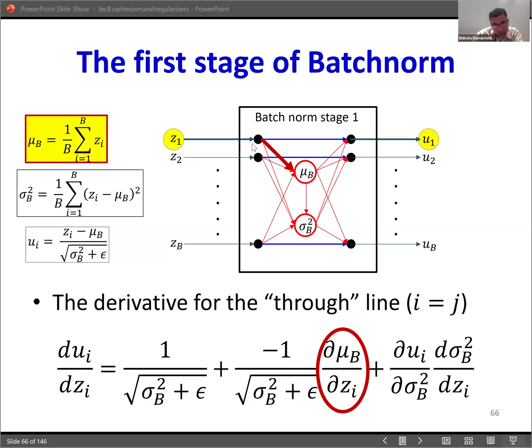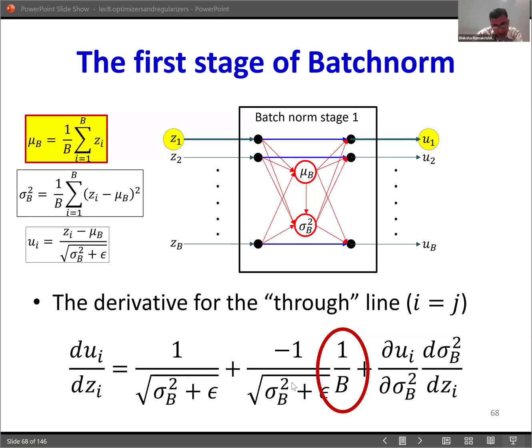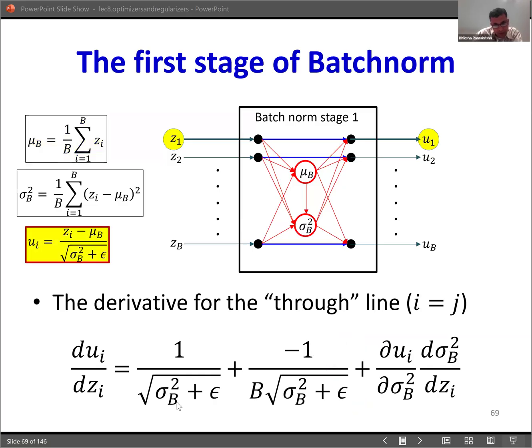Finally, what is the derivative of mu with respect to z? That's over this edge, and it's going to come from this relationship. What is the derivative of mu_b with respect to any of the z's? Just 1 over b, right? So I can just replace that with 1 over b, and this one is taken care of. So the first two terms have already been worked out. Is everybody with me so far?